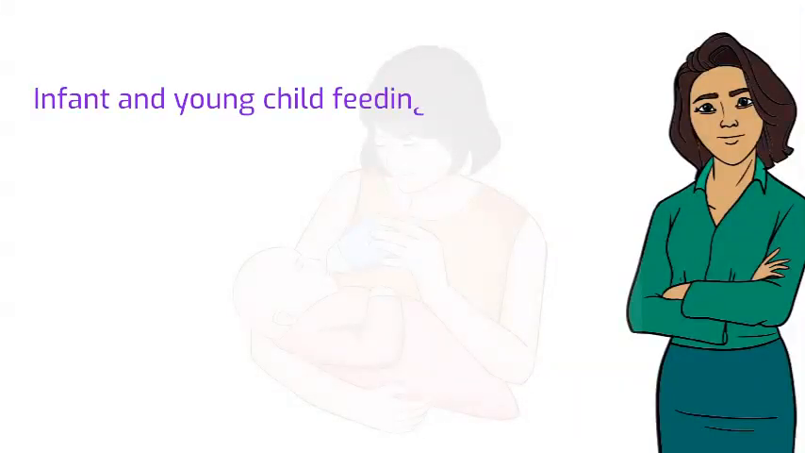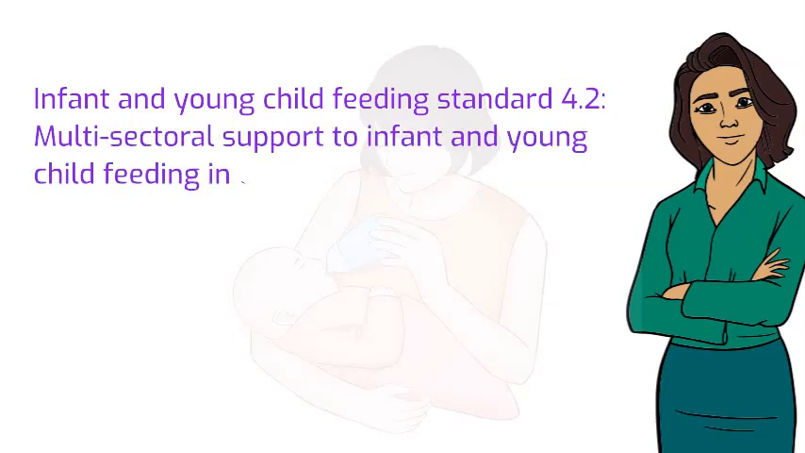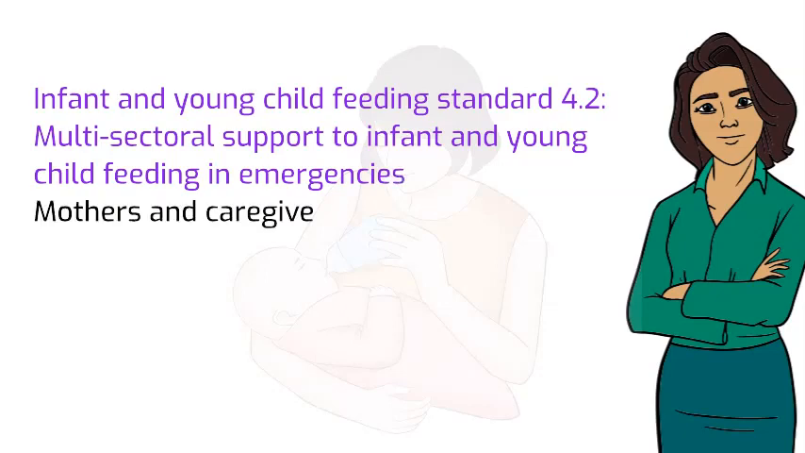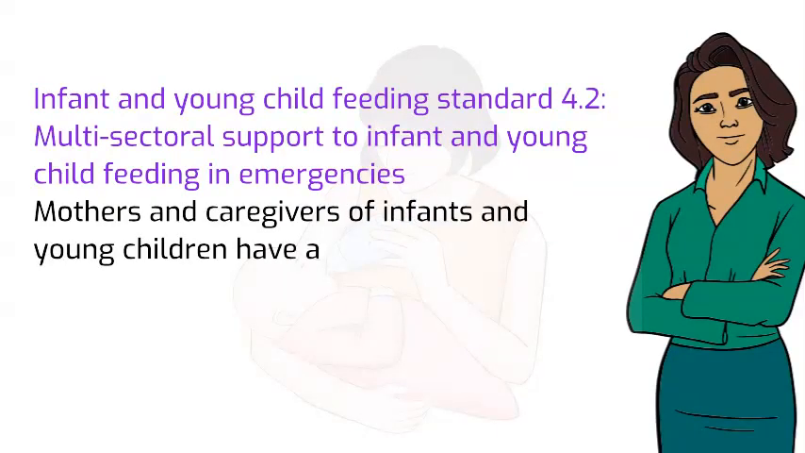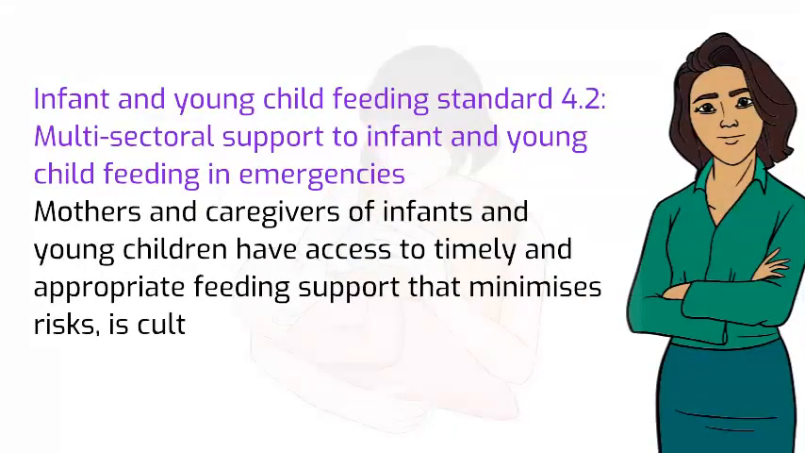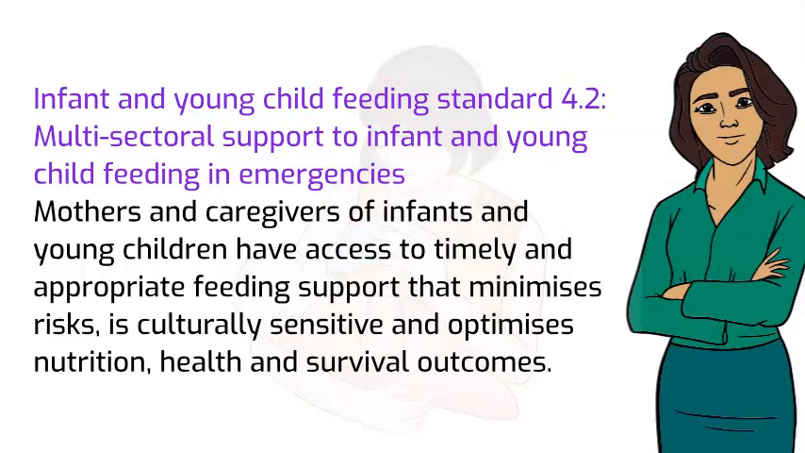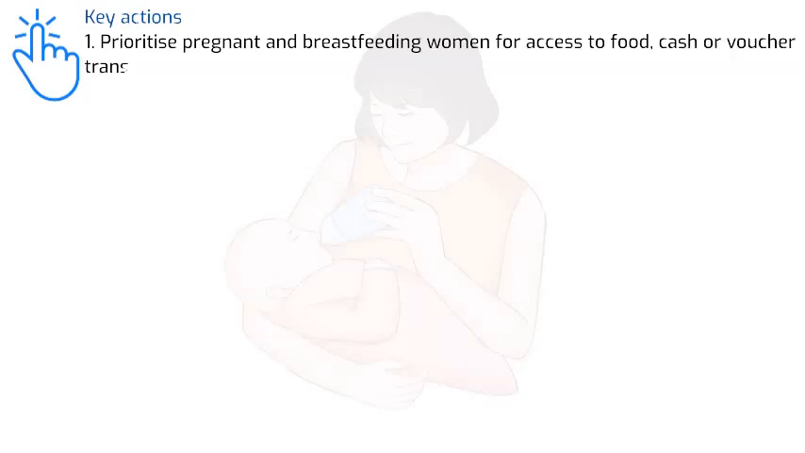Infant and Young Child Feeding Standard 4.2. Multi-sectoral support to infant and young child feeding in emergencies. Mothers and caregivers of infants and young children have access to timely and appropriate feeding support that minimizes risks, is culturally sensitive and optimizes nutrition, health, and survival outcomes. Key actions. 1. Prioritize pregnant and breastfeeding women for access to food, cash, or voucher transfers and other supportive interventions.